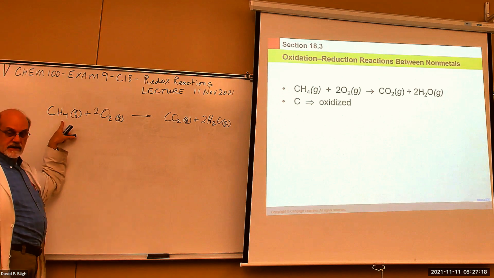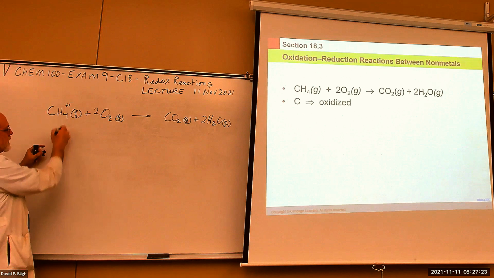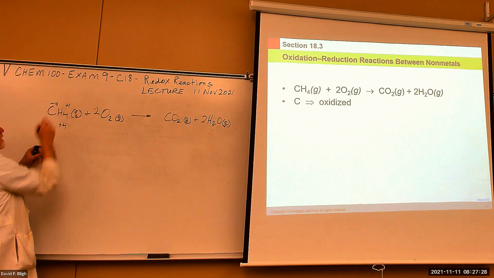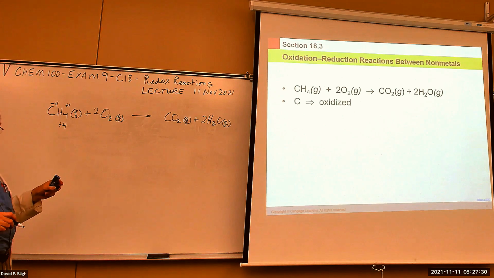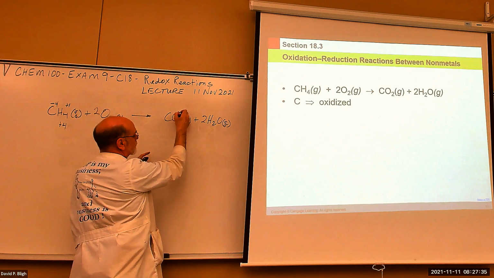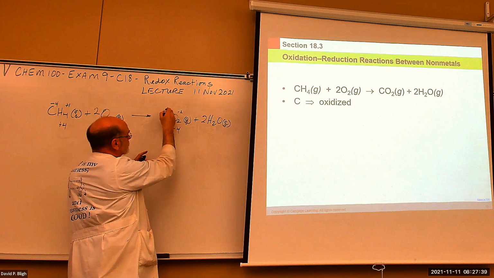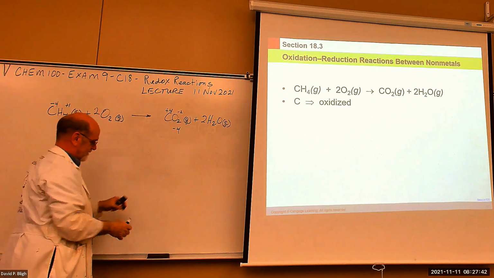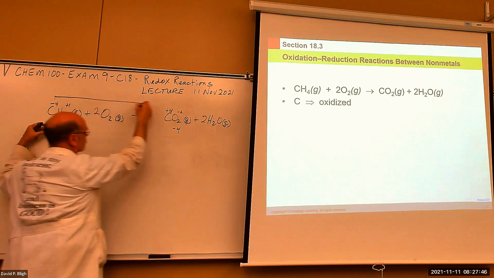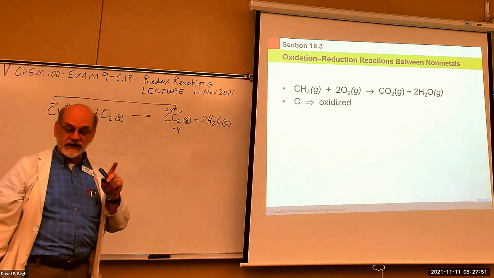What's hydrogen? The rule is hydrogen is +1. So that means +4 total. That means carbon has to be -4 oxidation state. On this side, oxygen is -2, which means -4 total. That means one carbon has to be +4. So if carbon goes from -4 to +4, it definitely had to lose electrons.